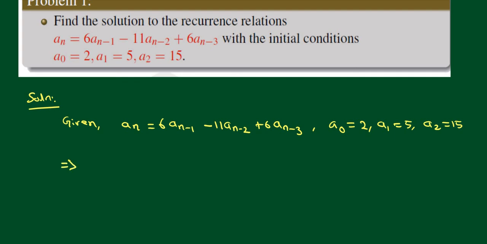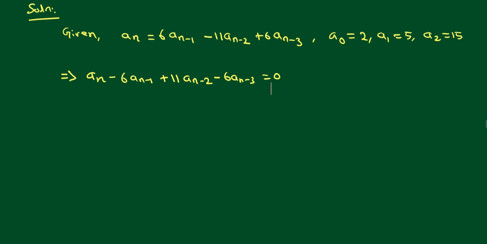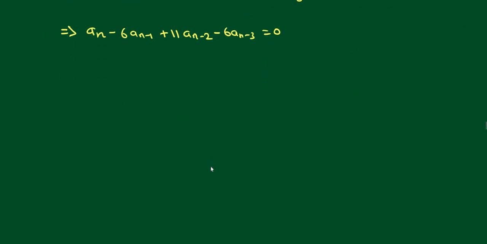For my convenience, I am writing everything on one side, that is, I am taking this part to the other side. We get a_n minus 6 a_(n-1), and the next term must be plus 11 a_(n-2), since we are taking it to that side, and minus 6 a_(n-3) is equal to 0. After converting like that, just identify the degree of this, because I want to write the characteristic equation. To write the characteristic equation, I want to conclude the degree.